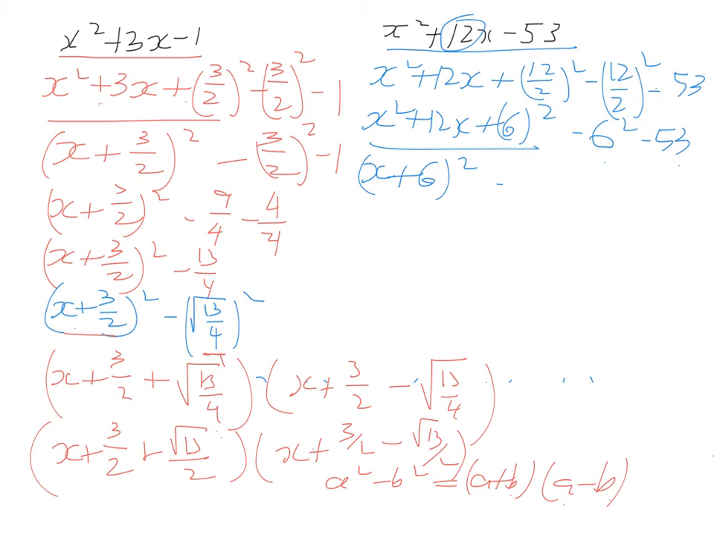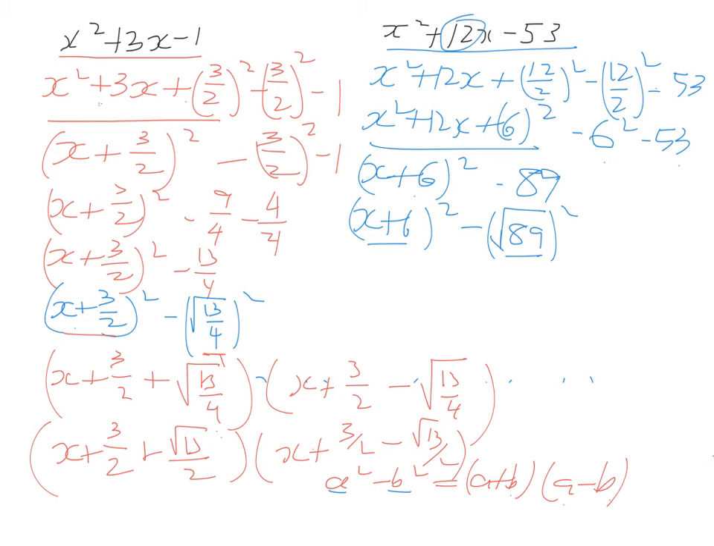36 minus 53, which is minus 89. So now from there, that's our turning point, negative 6 and negative 89, but we want to factorise further, we want to fully factorise that. So we'll have (x plus 6) all squared minus (the square root of 89) all squared. So here is a and here is b.